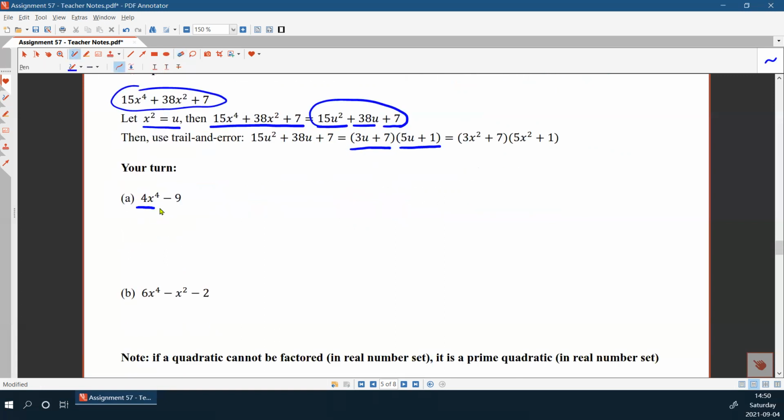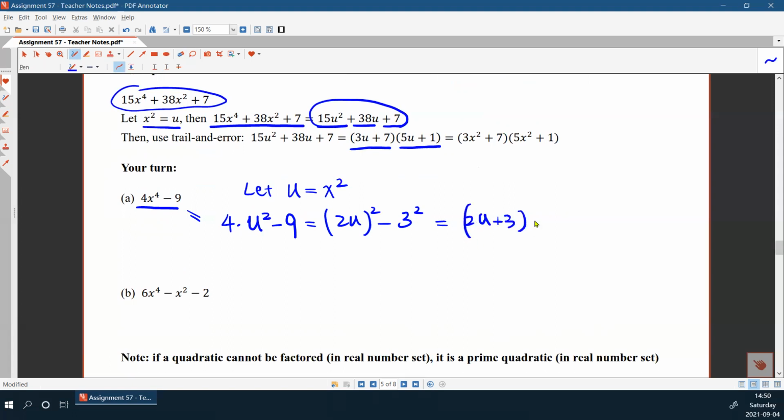First of all, this is not a quadratic, right? But if you use u to substitute x squared, this one becomes 4 times u squared minus 9. This is actually 2u to the power of 2 minus 3 to the power of 2, right? So by using this formula, we'll have 2u plus 3 times 2u minus 3, right? And remember, u is actually x squared. So let's put x squared back into the expression here. You will get 2x squared plus 3 times 2x squared minus 3, right?